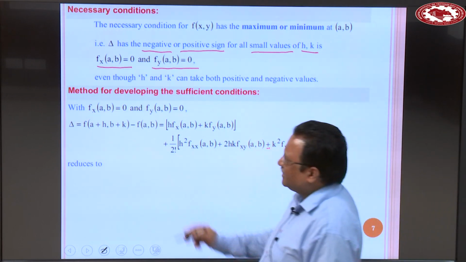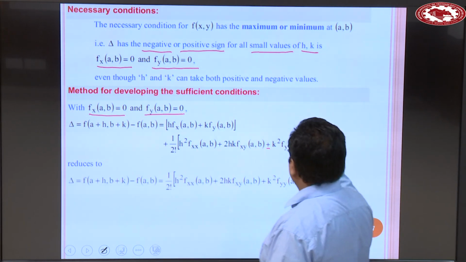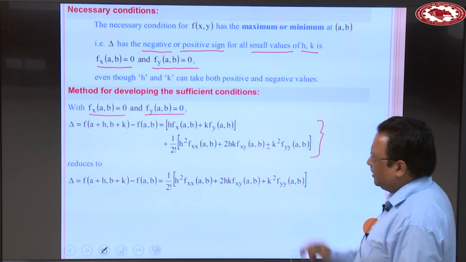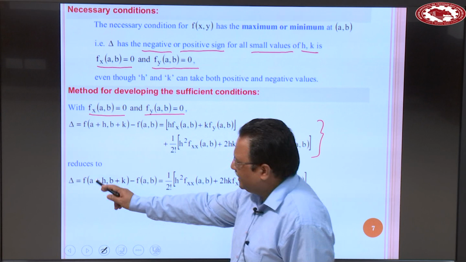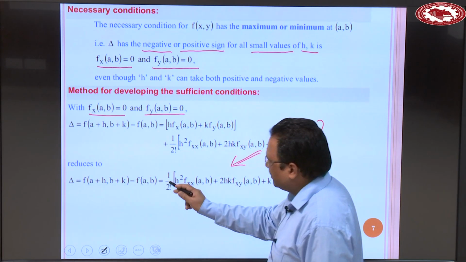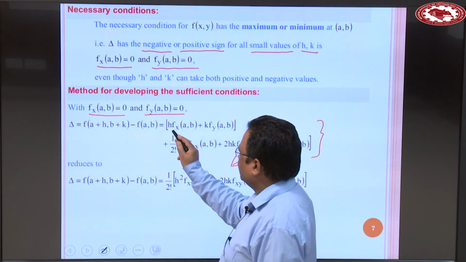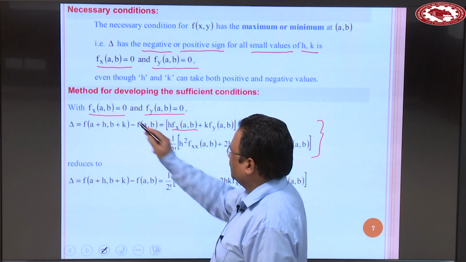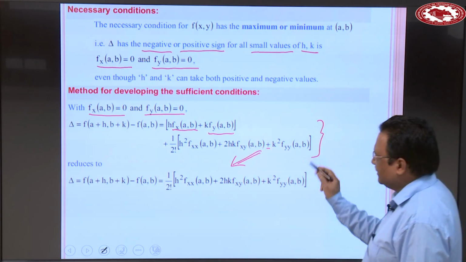So, when we consider this is 0, this one is 0, then this whole equation reduces to del is equal to f(a+h, b+k) minus f(a, b) is equal to only this term, because f_x(a, b) is equal to 0, f_y(a, b) is equal to 0. So, we obtain only this last term.